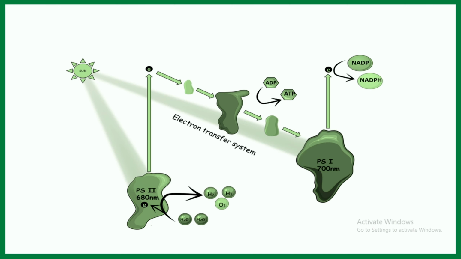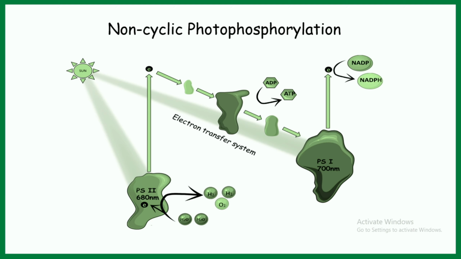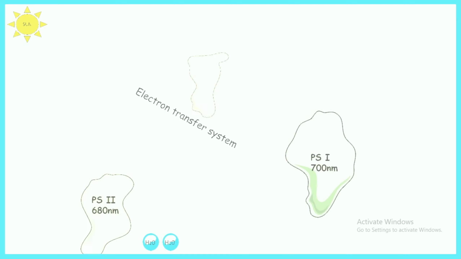In this video, we will learn about the concept of non-cyclic photophosphorylation, also known as the Z-scheme. So let's get going. Whenever you have gone through the chapter of photosynthesis, I am sure that you have come across this specific diagram. This diagram depicts the non-cyclic photophosphorylation. Let's understand basically what this diagram tries to tell us.